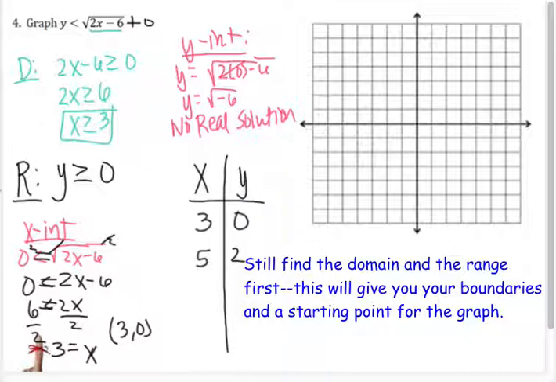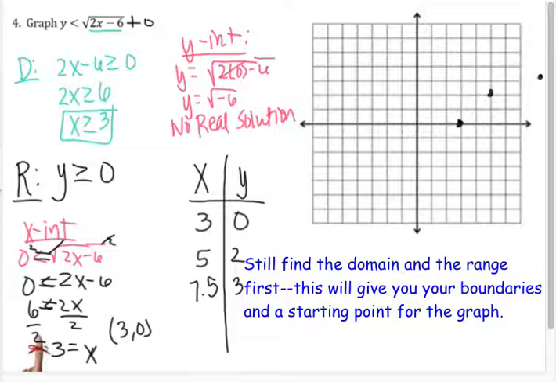So I would say, well, the next one would be if I could get the inside to be 9. 2 times what minus 6 would give you 9? Well, 7.5, that would give me 15. So 2 times 7.5 is 15. 15 minus 6 is 9. So the square root of 9 is 3. So I'm just getting an idea of how to plot this. So I would have (3, 0), (5, 2), and (7.5, 3). Something like here.